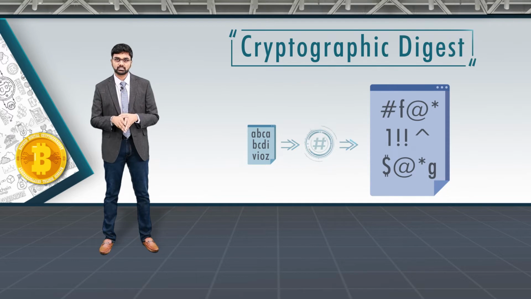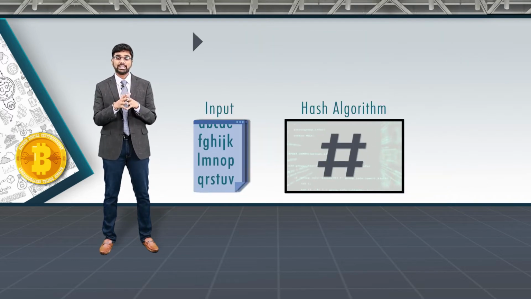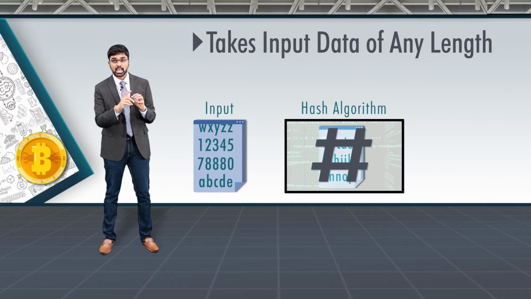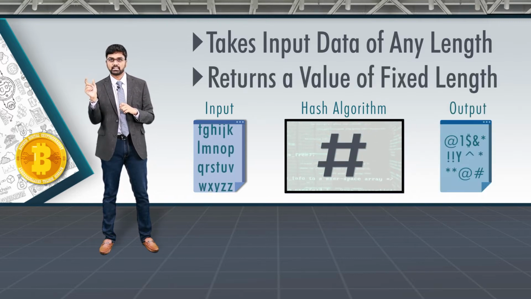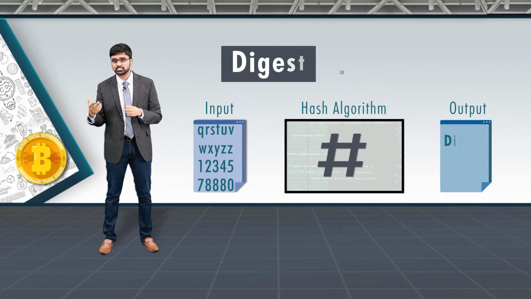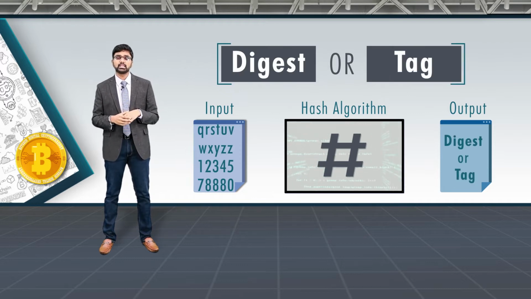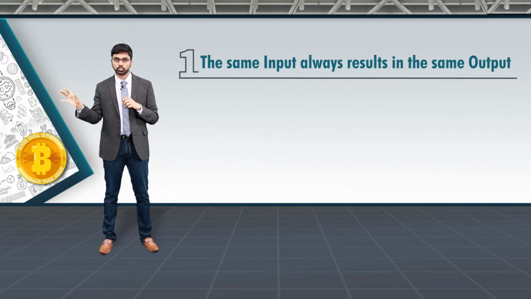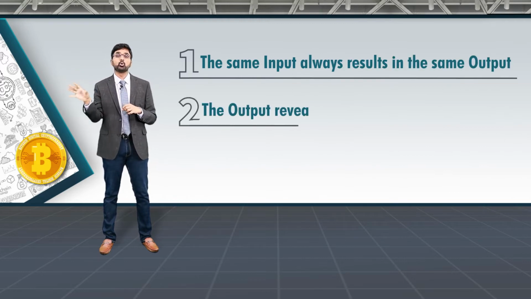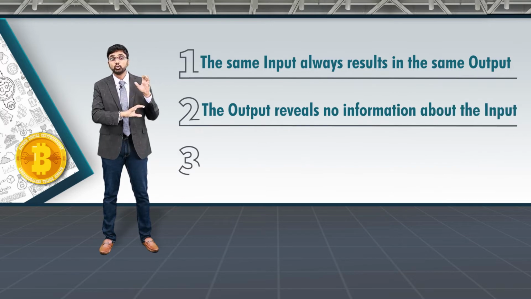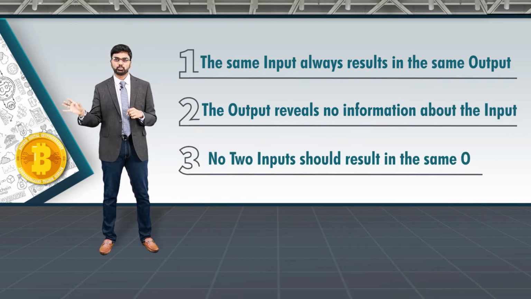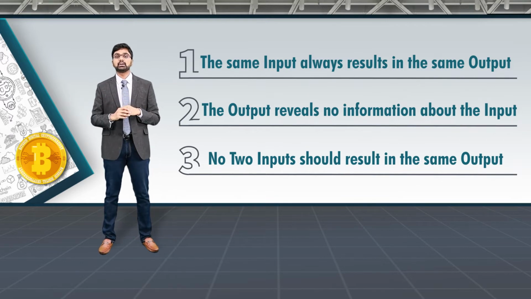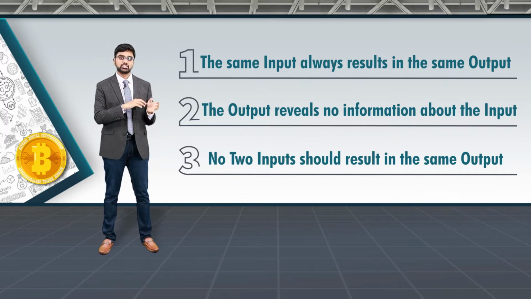the blockchains are built. A hash function takes input data of any length and returns a value that is of fixed length. This output value, called a digest or a tag, is computed in a way that: one, the same input always results in the same output; two, the output reveals no information about the input; and three, no two inputs should result in the same output. These properties allow hash functions to make finding information more efficient, yet also difficult to reverse engineer.